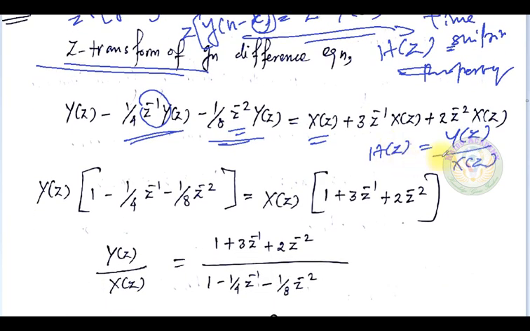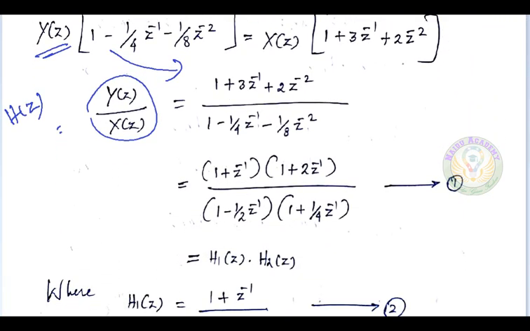To find this system function, we separate the y of z common. That will give you 1 minus 1 by 4 z inverse minus 1 by 8 z power minus 2. Here you take the x of z common. That will give you 1 plus 3 z power minus 1 plus 2 z power minus 2. Now take the x of z to the left hand side. So y of z divided by x of z, that is H of z, is equal to 1 plus 3 z power minus 1 plus 2 z power minus 2 divided by 1 minus 1 by 4 z power minus 1 minus 1 by 8 z power minus 2. Right?